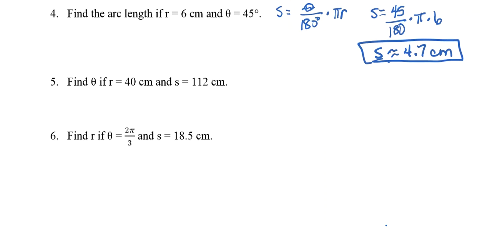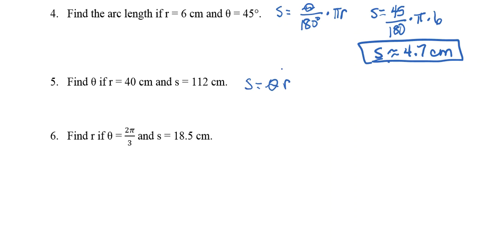In this case, they're asking us to find the actual angle if we know that the radius is 40 centimeters and the arc length is 112. So they're asking us to work backwards. Since it didn't tell me what I should do my angle in, it's up to me. I can do it in either degrees or radians. I'm going to go ahead and do it in radians just because the formula is simpler.